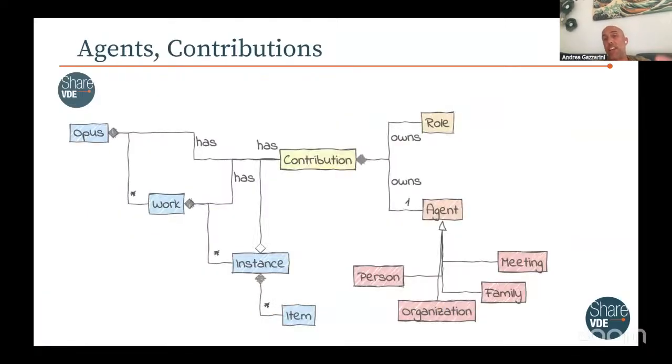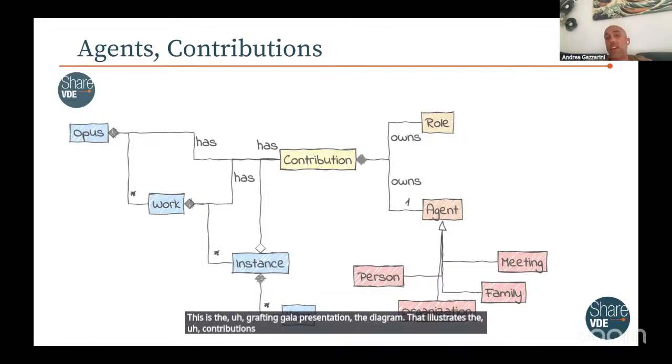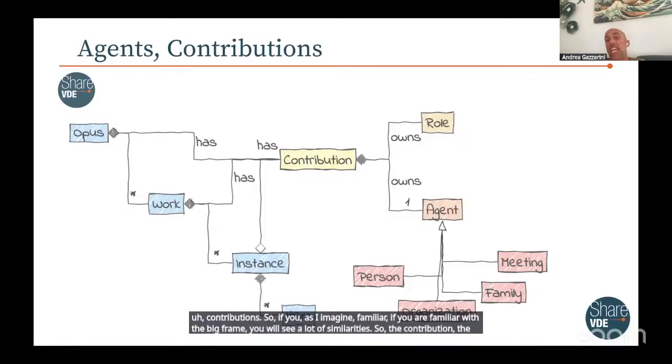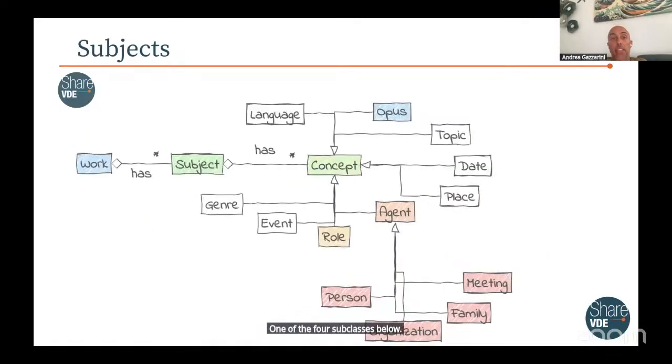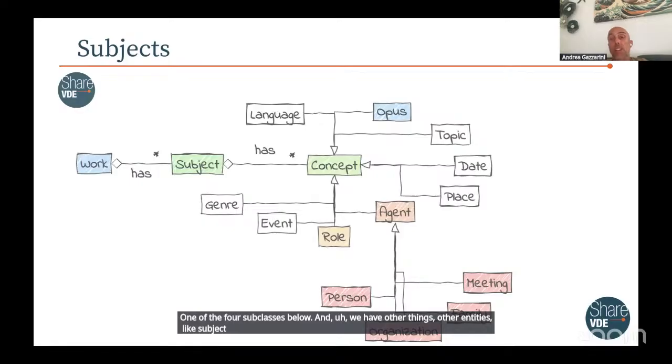This is the graphical representation, the diagram that illustrates the contributions. If you are familiar with BIBFRAME, you will see a lot of similarities. So the contribution, the role, the agent can be one of the 4 subclasses below. And we have other entities like subjects, concepts, and minor entities that don't belong to the core hierarchy, like topic, date, place, event, and so on.